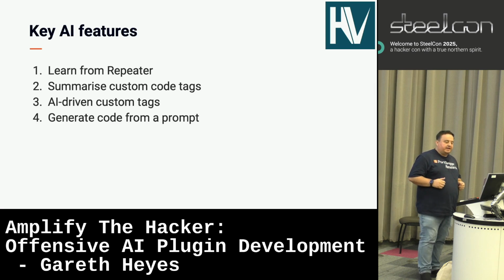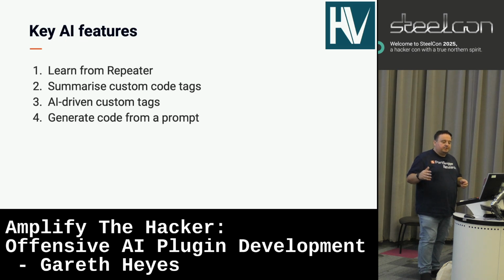Here are the key features I added. The first I've already demonstrated in Repeater. The second is summarized custom code tags. Whenever a custom tag is created, Hackverter will use the AI to summarize the behavior, making it easy to understand, audit, and share. After that, we have AI-driven custom tags. You can create a tag powered by natural language prompts. Just describe what you want it to do, and the AI will do the rest. And finally, you can generate code from a prompt. Just provide a few examples and describe what you want it to do, and Hackverter will write the tag for you.